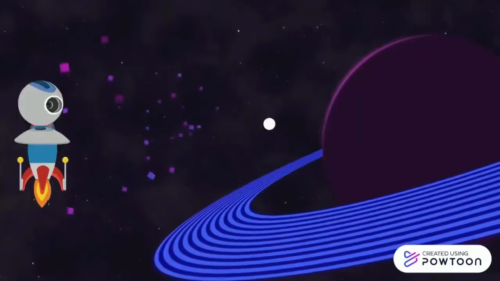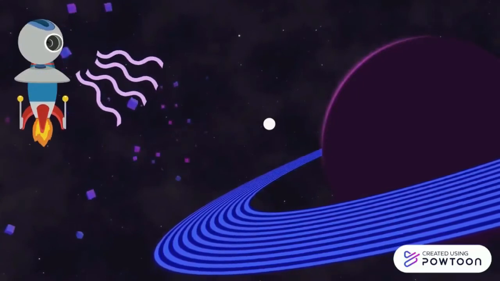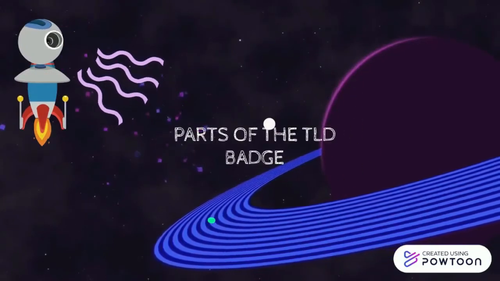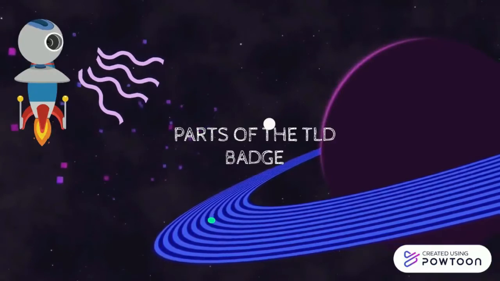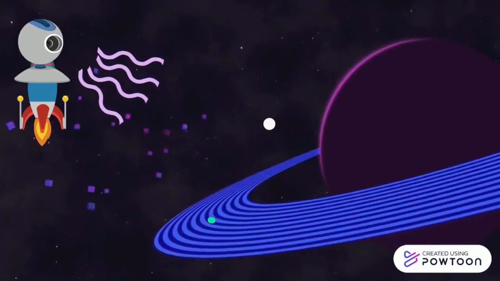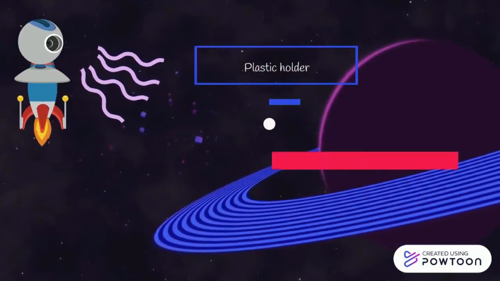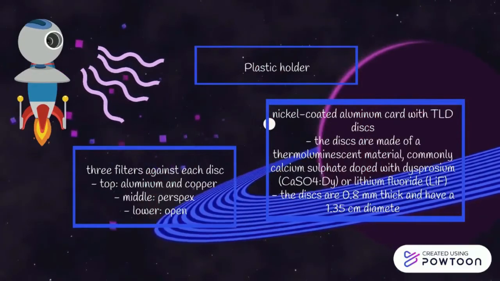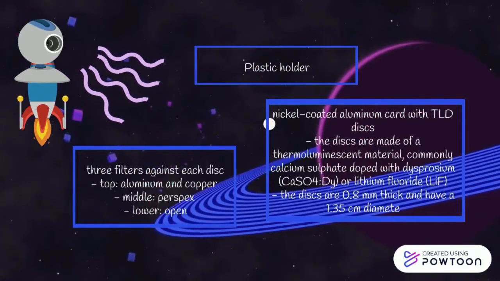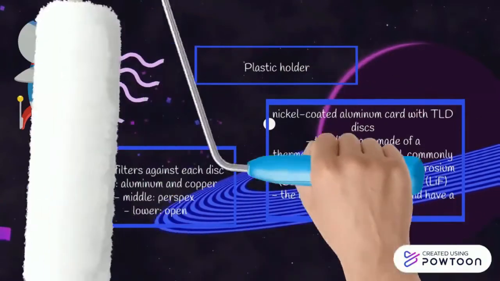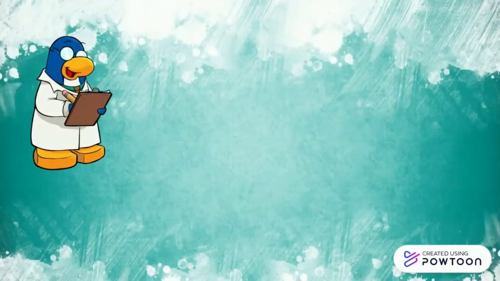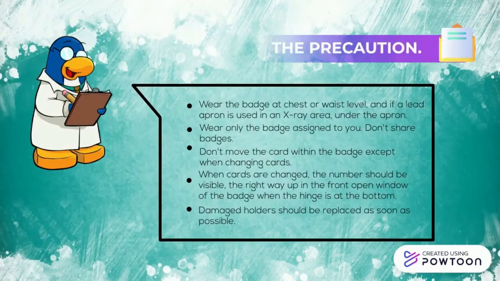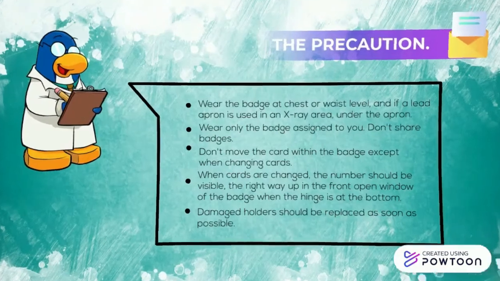In the parts of the TLD badge, the TLD structure is a plastic holder, a nickel-coated aluminium card with TLD discs, where the disc is made from calcium sulfate doped with lithium fluoride. There are three filters against each disc, where on the top is aluminium and copper, in the middle is perspex, and the lower is open. Here are some precautions and ways of handling the TLD badge. The user must wear the badge at chest and waist level, and if a lead apron is used in an X-ray area, under the apron. The user must also not share the badges and not move the card within badges.